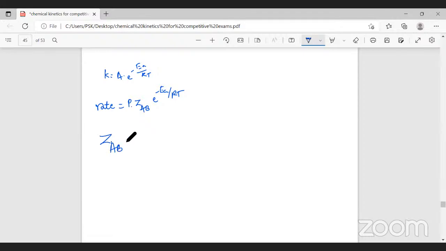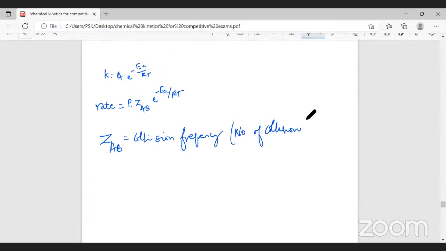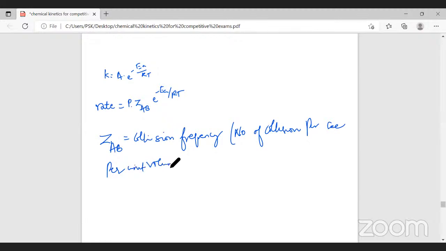What is this Z? Z is called the collision frequency. Collision frequency means the number of collisions per second per unit volume. It's represented by the letter Z. A and B stand for molecules. When I say A and B stand for molecules, A is an atom and B is an atom, or A is a molecule and B is a molecule.